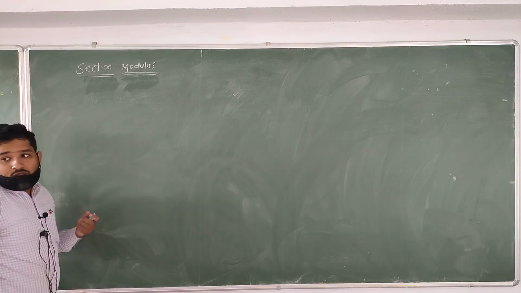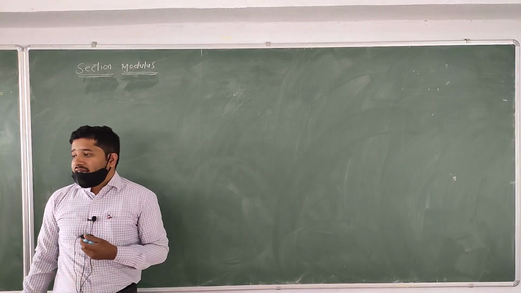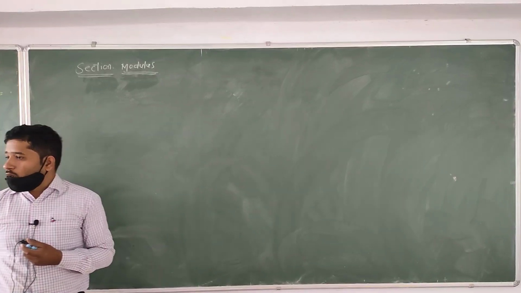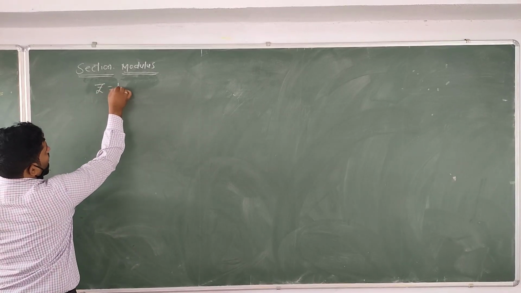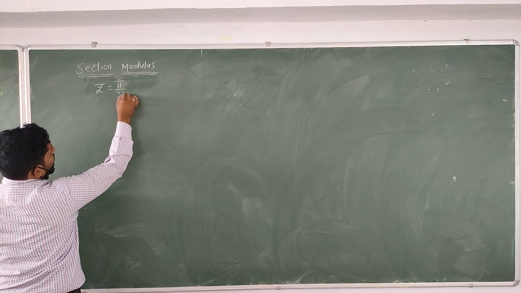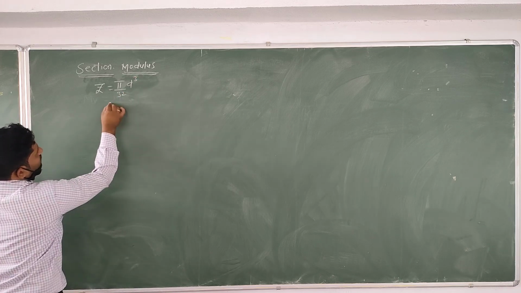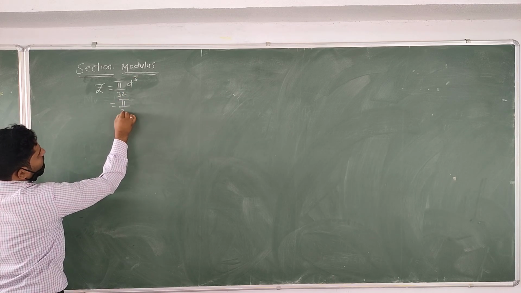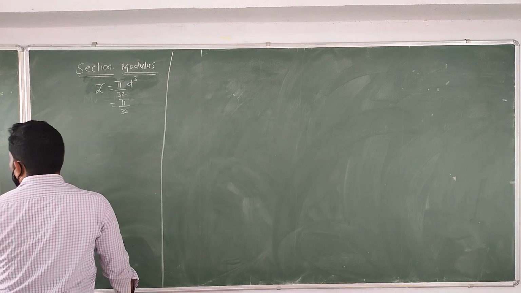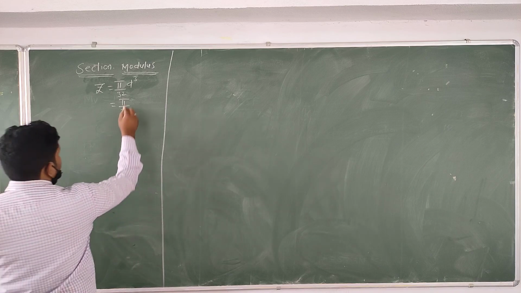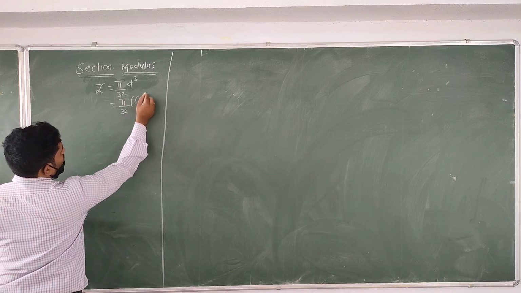We know very well, so what is the formula for the section modulus? Z is equal to pi by 32 into d cube. Is it right? So pi by 32, d is how much here? The diameter of this specimen is 60. Is it right? 60 whole cube.